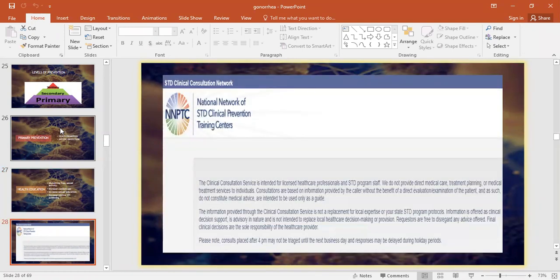The National Network of the STD Clinical Prevention Training Centers consultation service is intended for licensed healthcare professionals and STD program staff. They provide direct medical care, treatment planning, or medical treatment services to individuals. Consultations are based on the information provided by the caller without the benefit of a direct evaluation and examination of the patient.